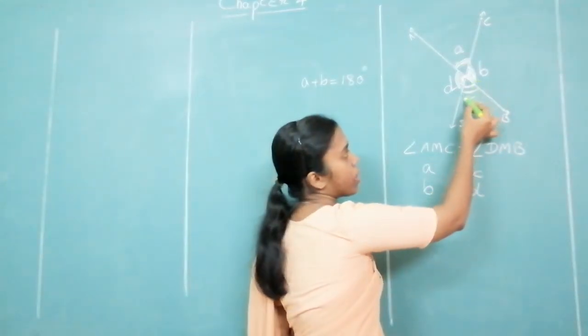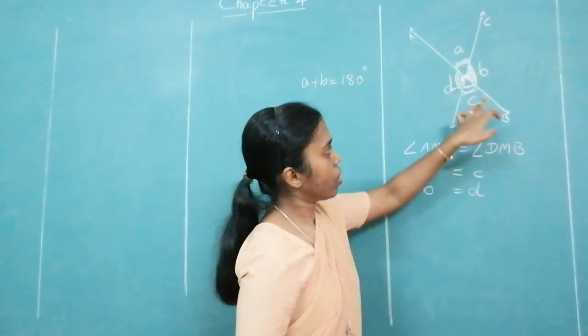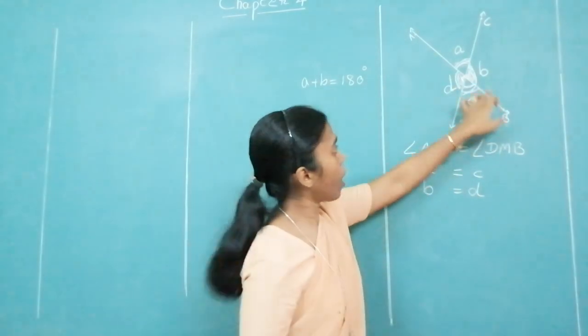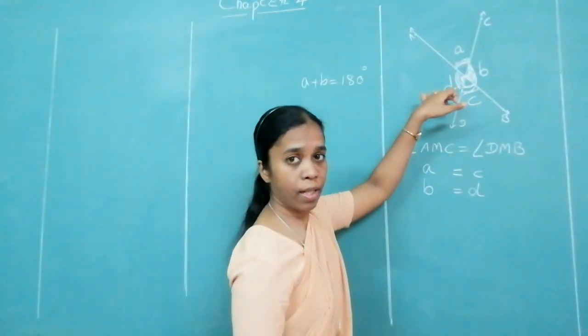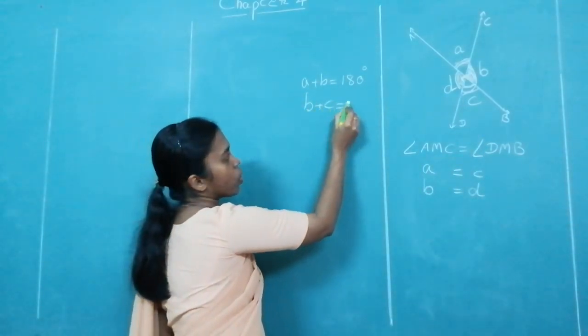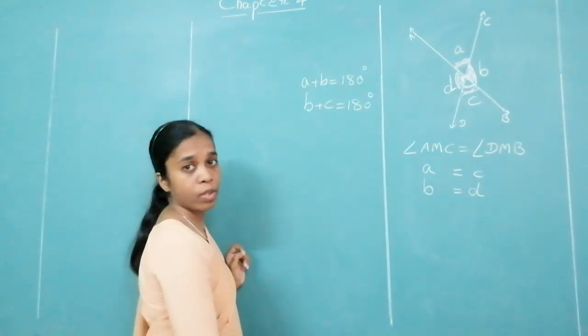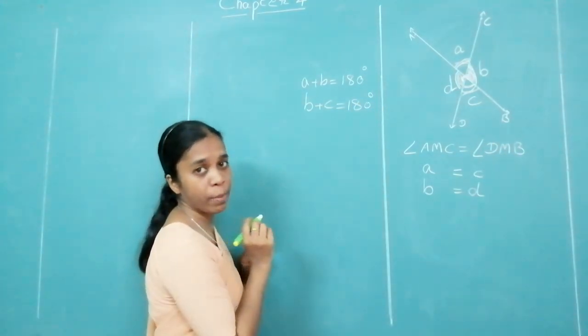Now look at B and C. B and C is over here. Again, this is a common arm. The other arms give a straight line. So I can say that B plus C also is equal to 180 degrees because that also is a linear pair. For that you should know the definition of linear pair well.